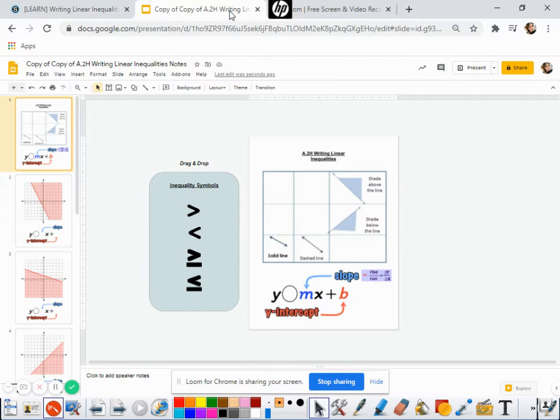Okay, today we're going to be writing linear inequalities. If you have not opened up your Google Slides yet, go ahead and open them up and split your screen so that you're watching this video at the same time that you're doing your own notes. Okay, whatever I do on here, you do it on yours, and you can also write it down on paper if you'd like.